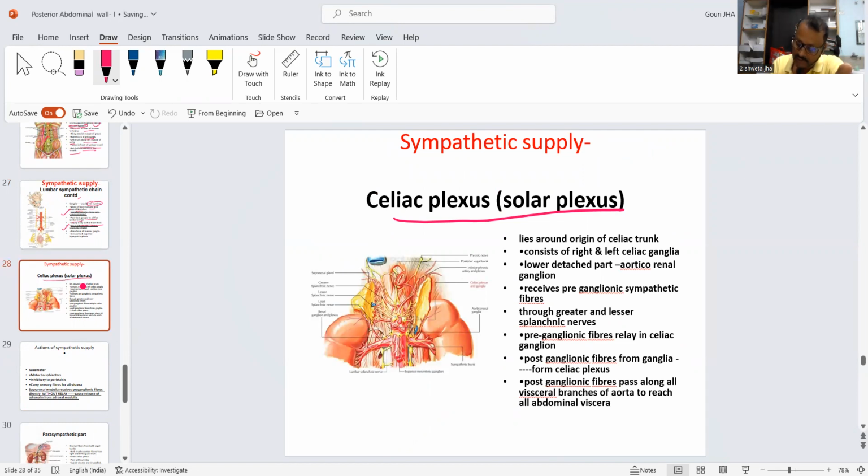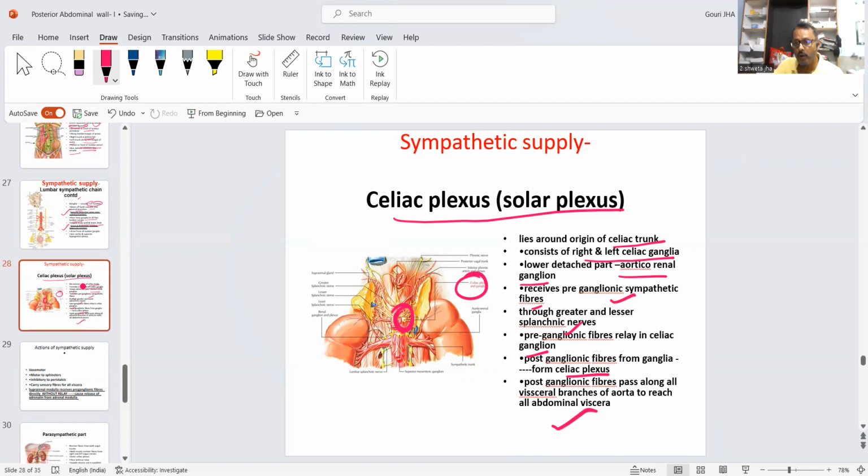So the celiac plexus, you can see the celiac plexus over here, and the celiac ganglion right over here. This one is the celiac ganglion. Lying along the celiac trunk, it consists of right and left celiac ganglia. They are detached parts of the celiac ganglia and receive preganglionic sympathetic fibers. Of course, all the ganglia will receive the preganglionic sympathetic fibers through the greater and lesser splanchnic nerves, and the preganglionic fibers relay in the celiac ganglion, and the postganglionic fibers from the celiac plexus pass along all visceral branches of the aorta to reach the abdominal viscera.